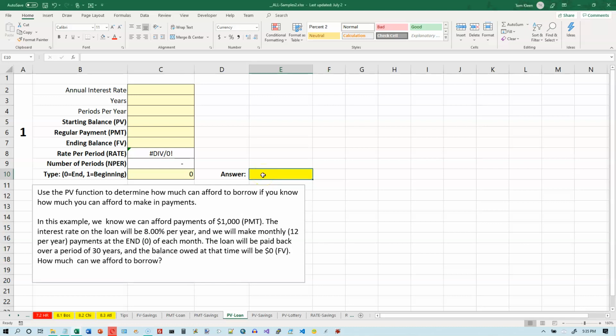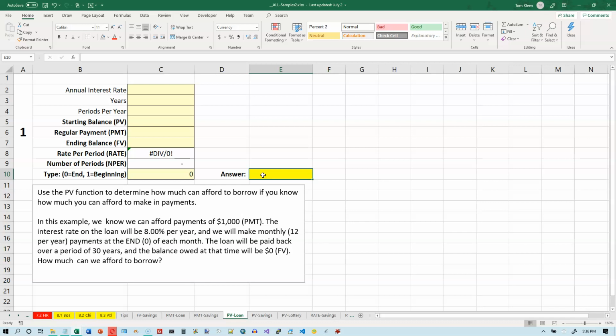In this video, we're going to take a look at the present value function in Excel. The present value function's name is PV, and it can be used in several ways. One way is to determine how much you can afford to borrow if you know how much you can afford to make in regular payments. And again, usually these things are calculated monthly, but they don't have to be.